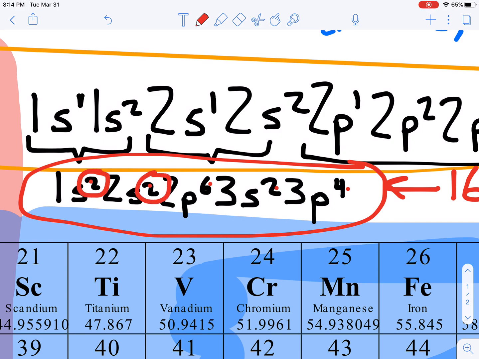There are 2 electrons in the 2s orbital. There are 6 electrons occupying the 2p orbitals. There are 2 in the 3s orbital, and there are 4 electrons in the 3p orbitals. So it allows us to make a roadmap or a key to some extent for where our electrons are located. Let's try one more together.